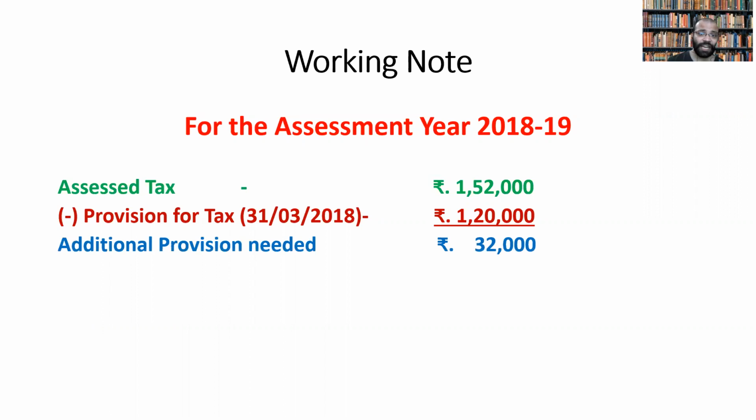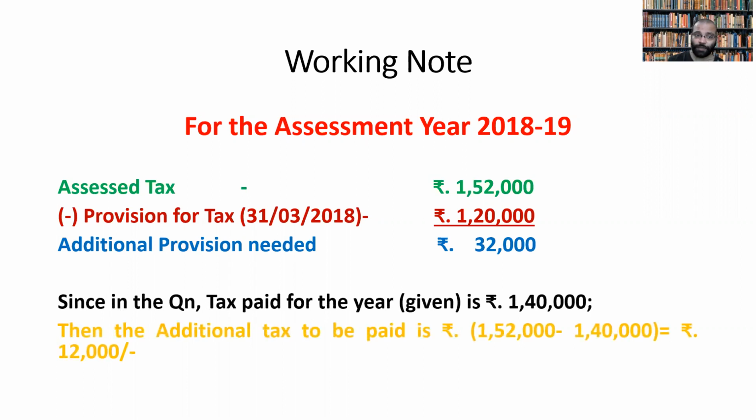Now, this is actually the additional provision. The remaining figure, 32,000, is the additional provision which is needed to be paid. And in the question, the tax paid for the given year is 1,40,000. So the additional tax to be paid will be 1,52,000 minus 1,40,000, which gives you rupees 12,000. And this 12,000 will be credited to the bank or the liability for tax account.